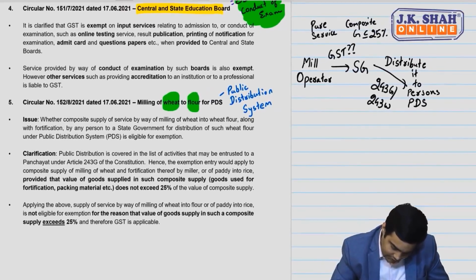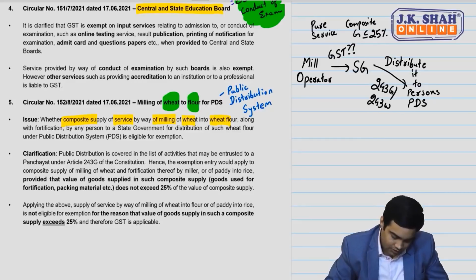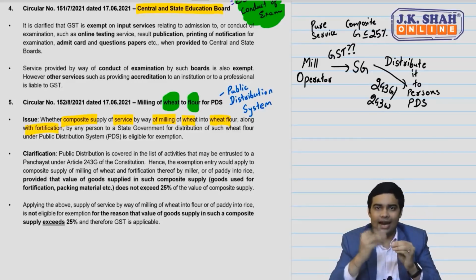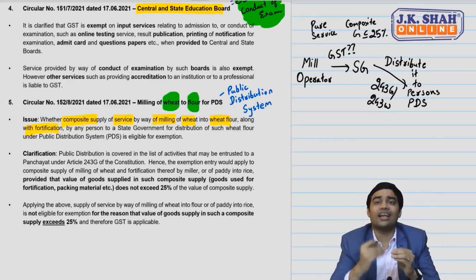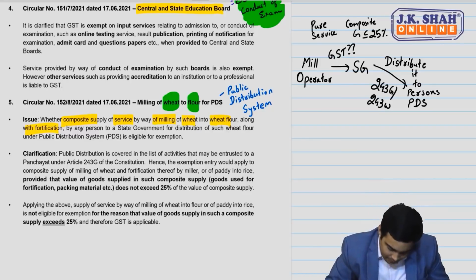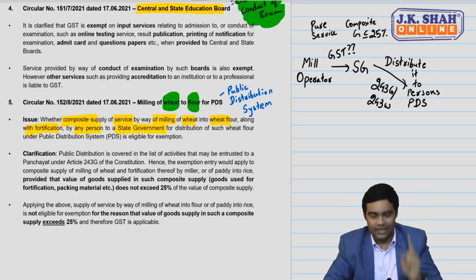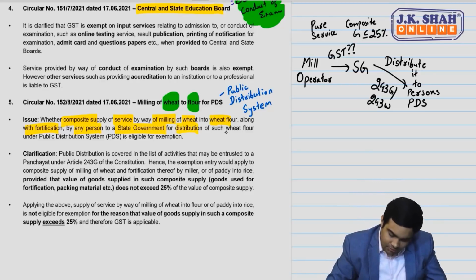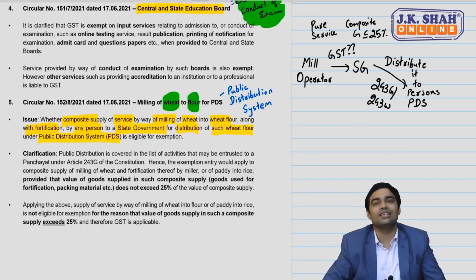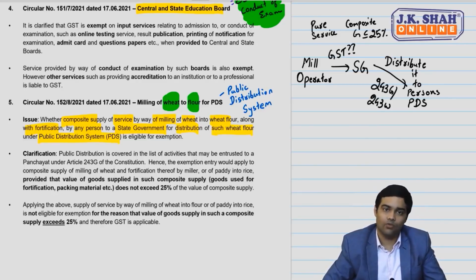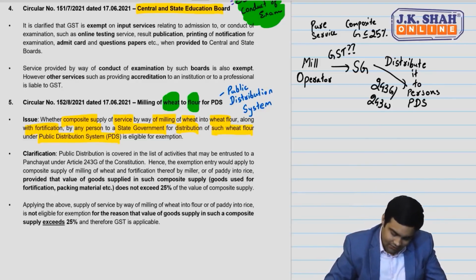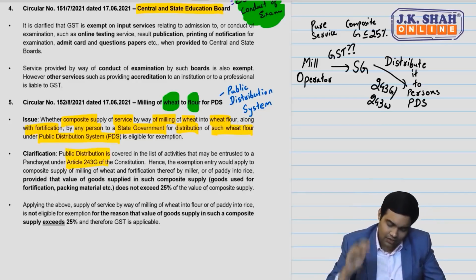Issue was whether composite supply of service of milling of wheat into wheat flour along with fortification, adding some nourishment material, by a person to state government. So the person is giving the service to state government for distribution of such wheat flour under public distribution system, is it eligible for exemption? What did they clarify? They clarified PDS is covered under 243G.